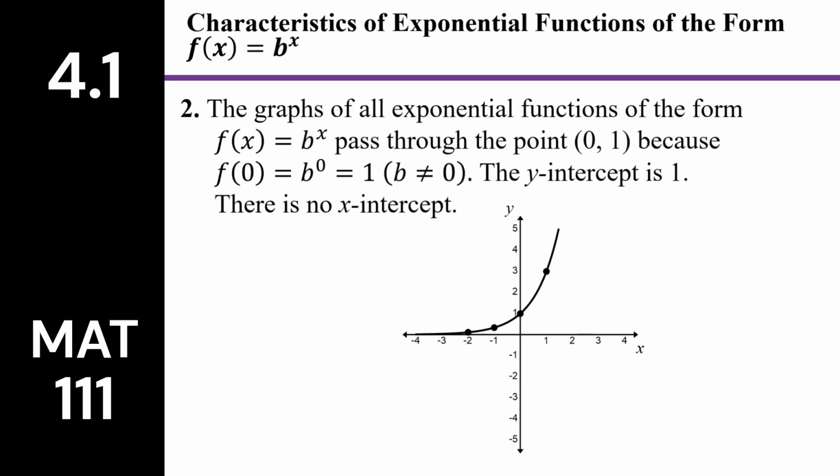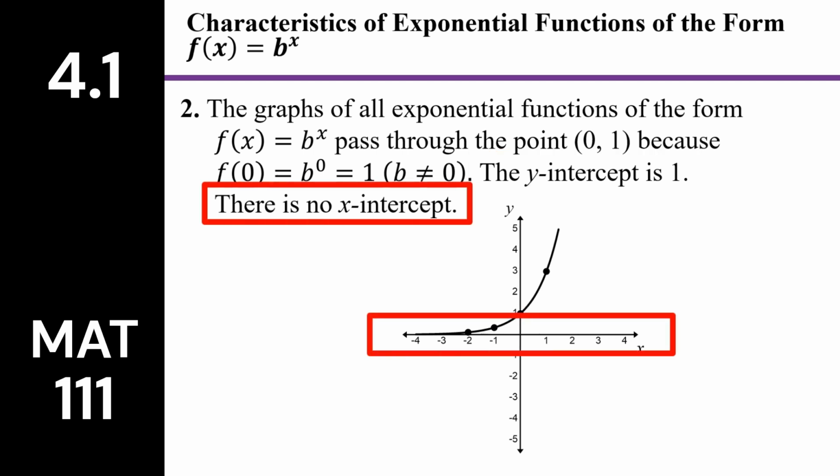The second thing we want to look at is that graphs of the form b to the x will pass through the point (0, 1). And this is because anything to the 0 power is 1. So that means that our y-intercept is always 1. So when we're thinking about intercepts, we have a y-intercept of 1, and the x-intercept, there's not going to be one, because as we said before, this comes close but does not touch the x-axis.